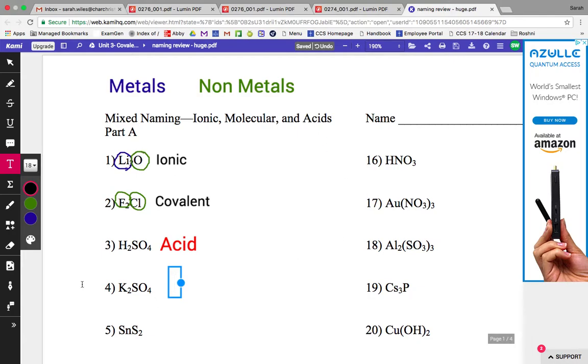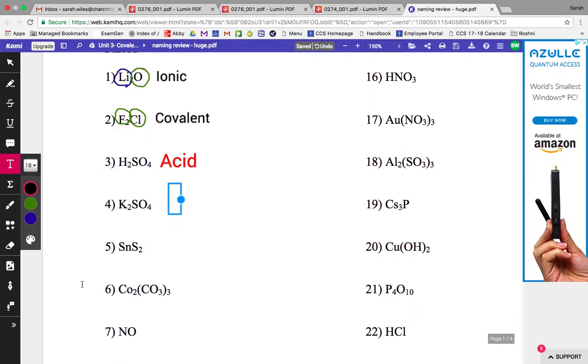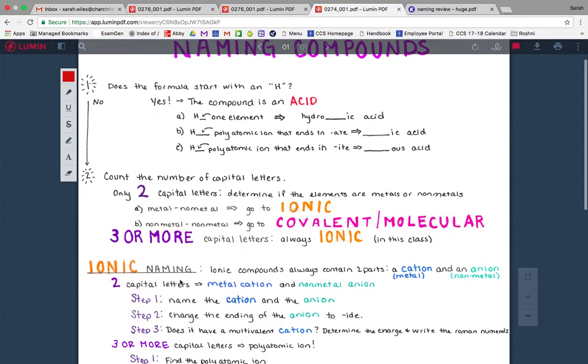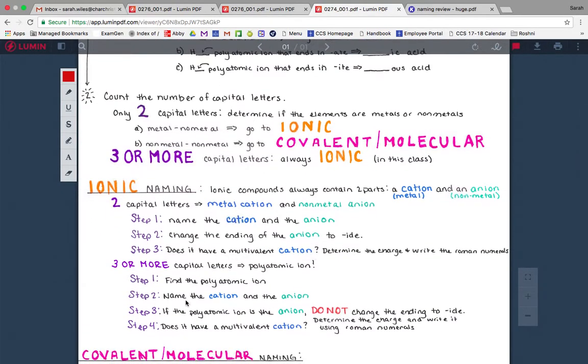Okay. Number 4 is K2SO4. How many capital letters are there? 3. 3 capital letters. So, on your notes, if there are 3 or more capital letters, it's ionic. You have to find the polyatomic ion.